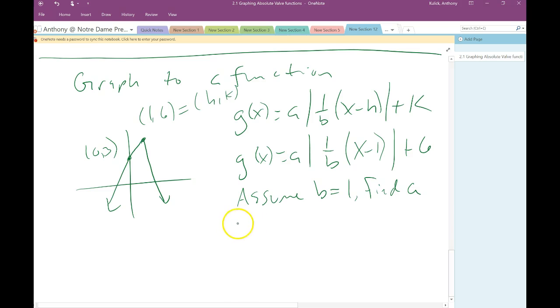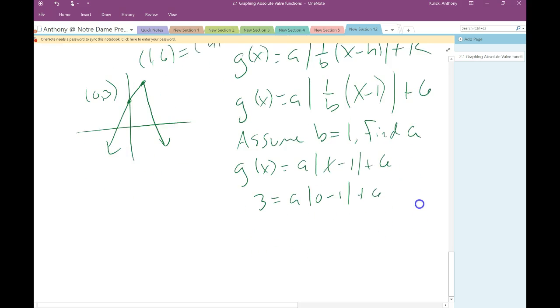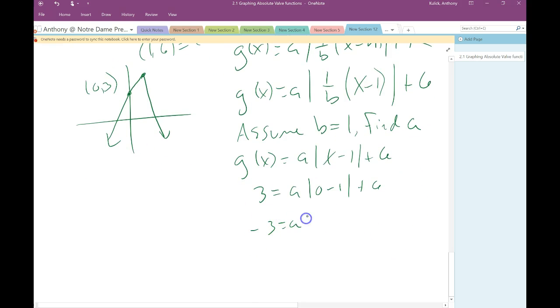So if we assume that b is 1, we have this now, because the 1 over 1 just goes away. To find a, all I need is another point off this function, like the point (0, 3), and I can then plug that in and solve for a. So one answer I could write, g of x equals a times absolute value of x minus 1 plus 6, would be this.